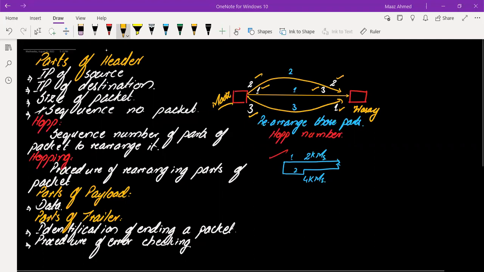Now we're coming towards the parts of the payload. There is only a single part, that's the data, the main data that is being transmitted. Parts of the trailer: there are two things in the trailer. Number one, the error checking method, that is how the packet needs to be checked when it is received by the receiver. The other thing determines the end of the packet, that the packet has wound up or finished. Clear with this thing?